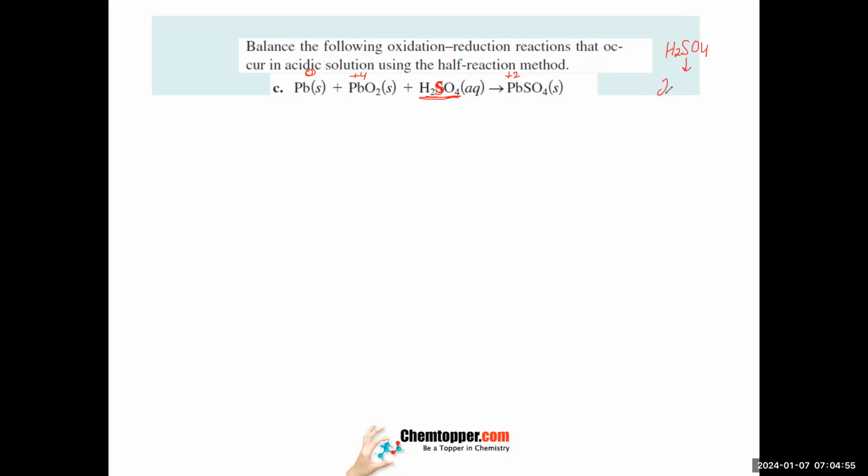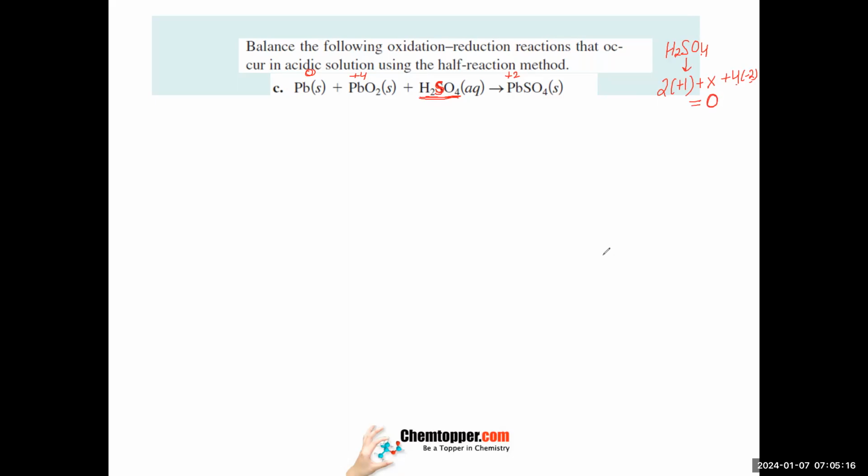Hydrogen, there are 2 hydrogens. Each hydrogen is +1. Sulfur, I don't know, so I'm taking it as X. Oxygen, 4 times -2. The total equals 0. So what is X?